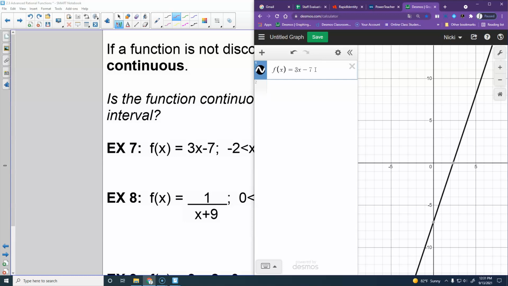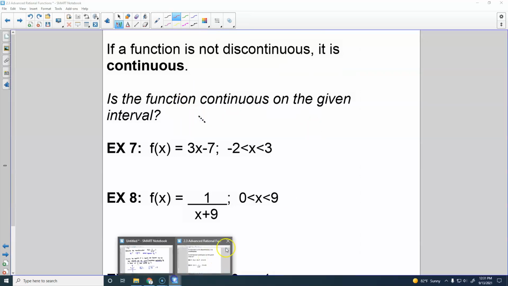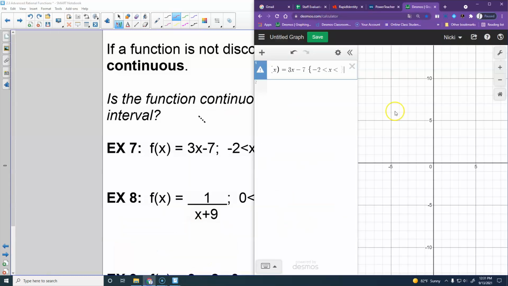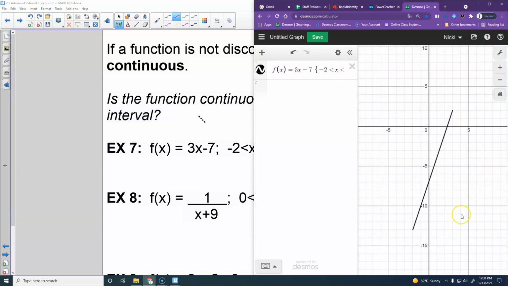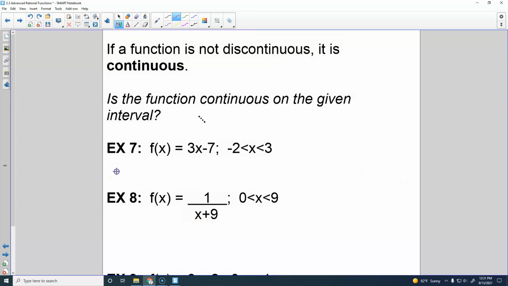3x minus 7, that's just a line. And I'm looking only from -2 to, what was that, 3. And so that's just this piece of a line, right? It's continuous everywhere because it's just a line. So if you don't have a denominator, then it's continuous everywhere, and you're just going to say yes to this. It is continuous on that interval.